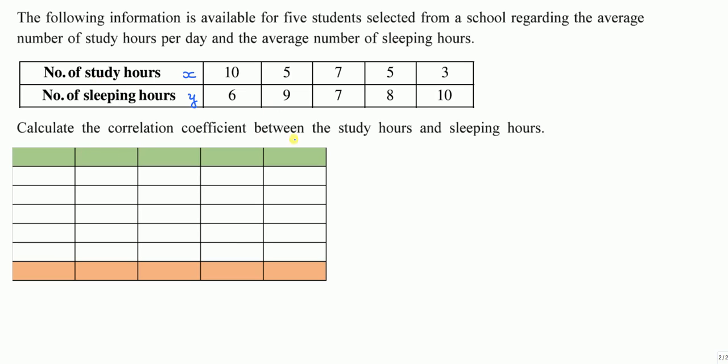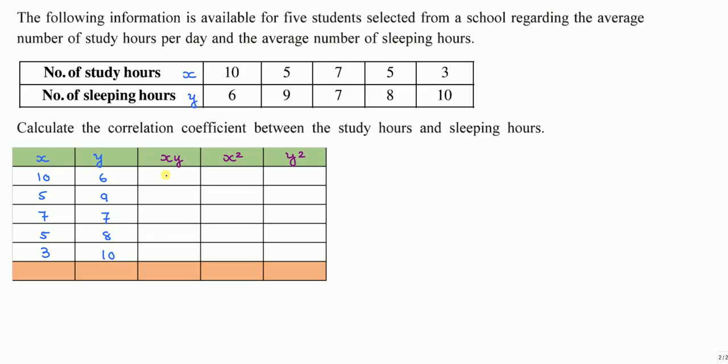First, writing our question, x and y. X is given by 10, 5, 7, 5 and 3. Then y is 6, 9, 7, 8 and 10. Now after this, multiply both the columns x, y. This is our answer column: xy, x square and y square respectively.